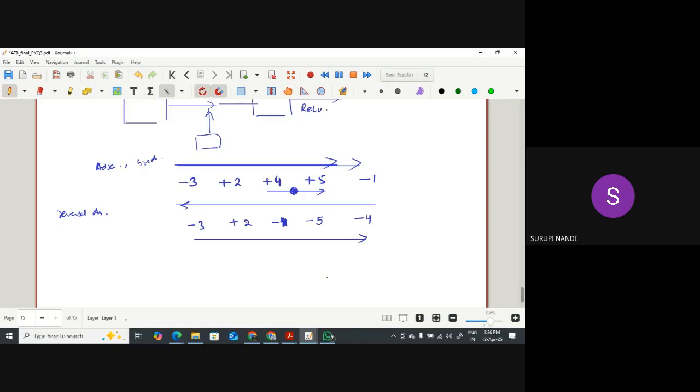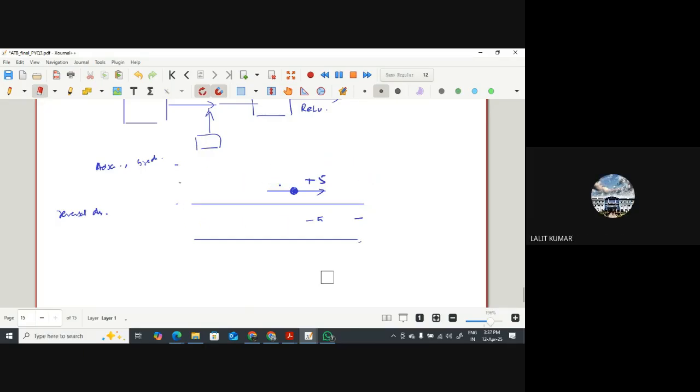Sorry, I'm not understanding. Which way are we going? Is there an adjacency between minus 5 and minus 4? Yeah, there is one. Okay, just hold on, just to answer Surupi's question.